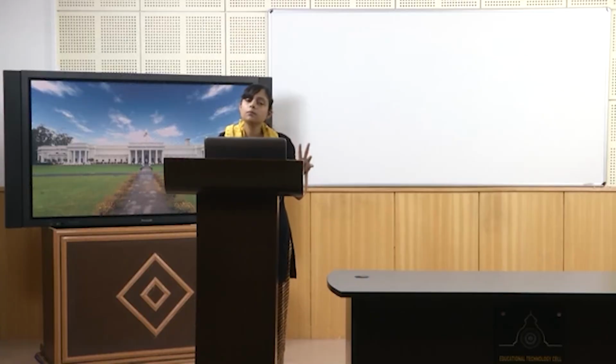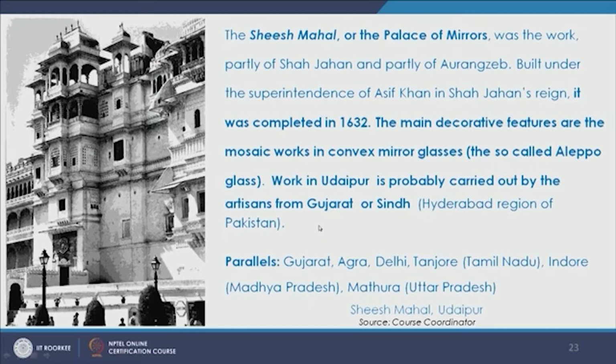So if we come to the Sheesh Mahal, the palace of the mirrors, City Palace has several sub palaces or chambers or rooms, but the palace of mirrors or the Sheesh Mahal is very famous. It has been visited and talked about and written about several times, and it is quite a vision. It looks quite aesthetic. It was completed in 1632.